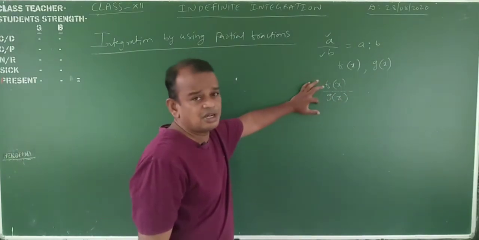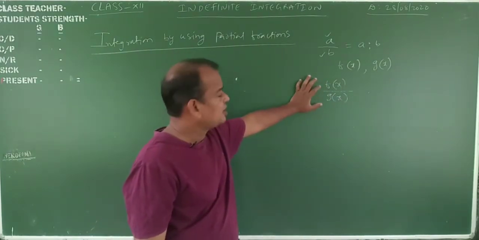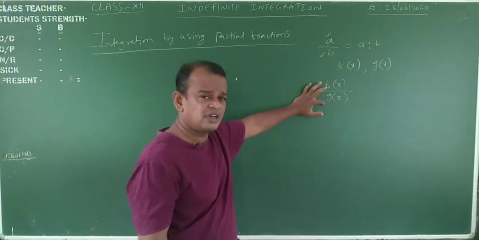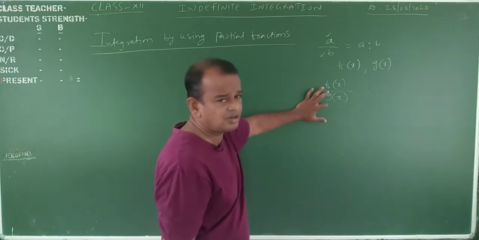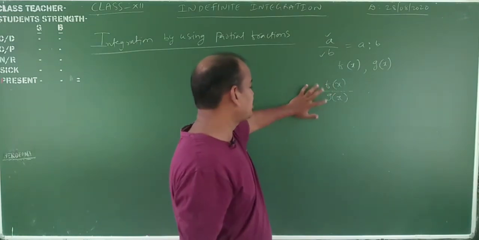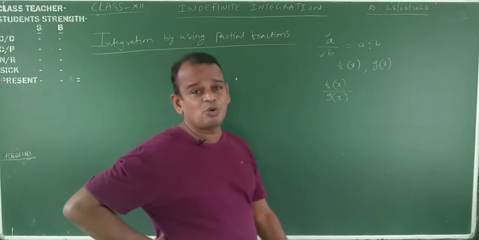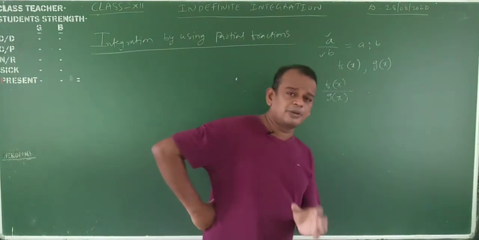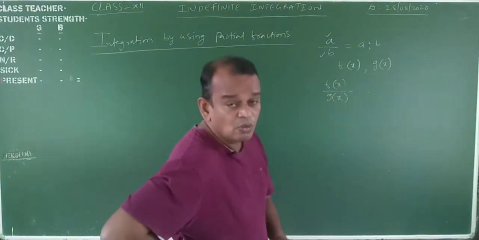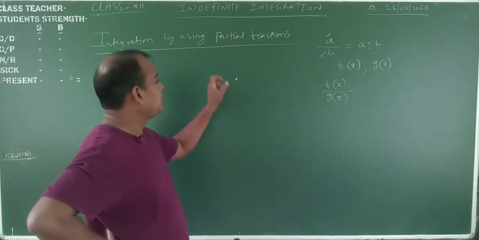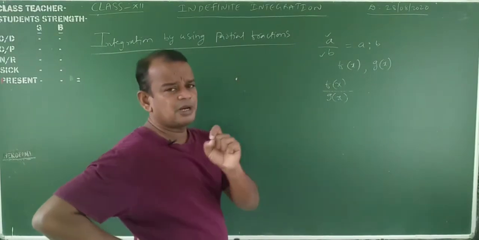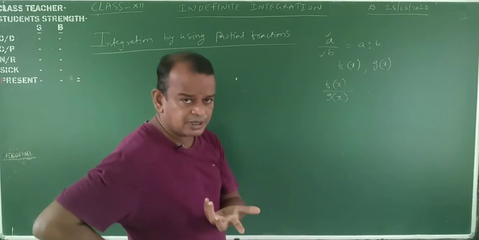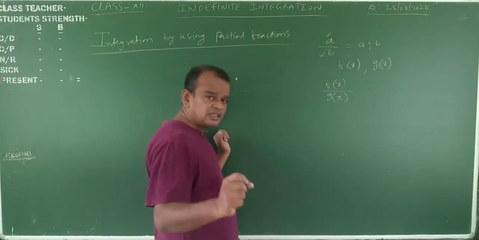What is a rational polynomial? If f of x and g of x are two functions in x, then f of x by g of x is called a rational polynomial, where g of x must not be equal to 0. Whenever this rational polynomial is proper, remember, only proper fractions will split into partial fractions. What is the meaning of proper? I will take one example and explain.